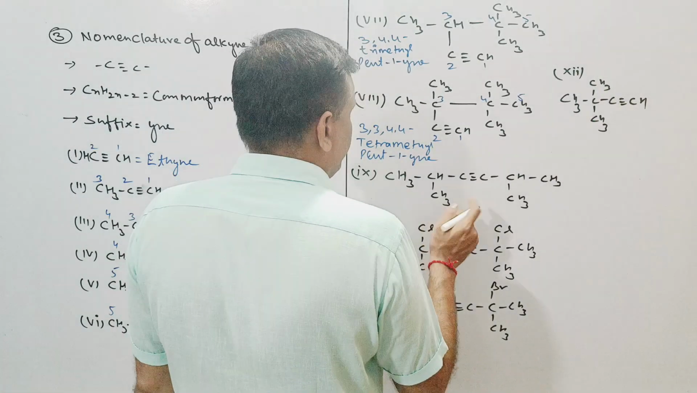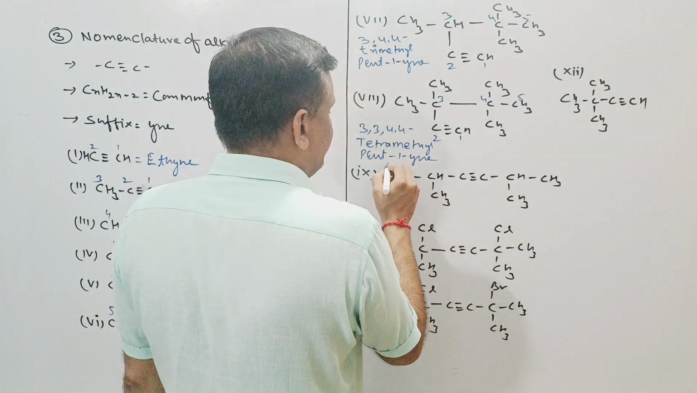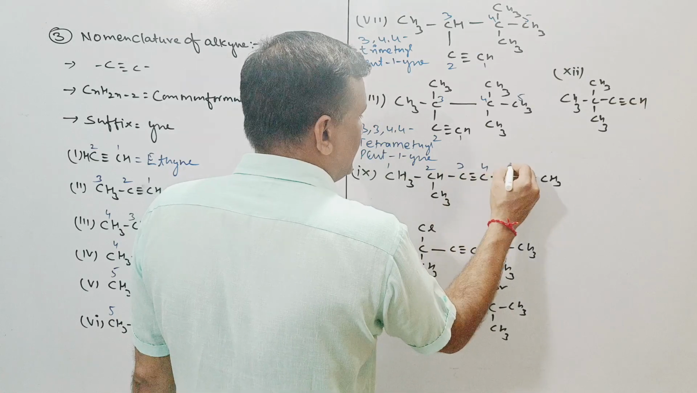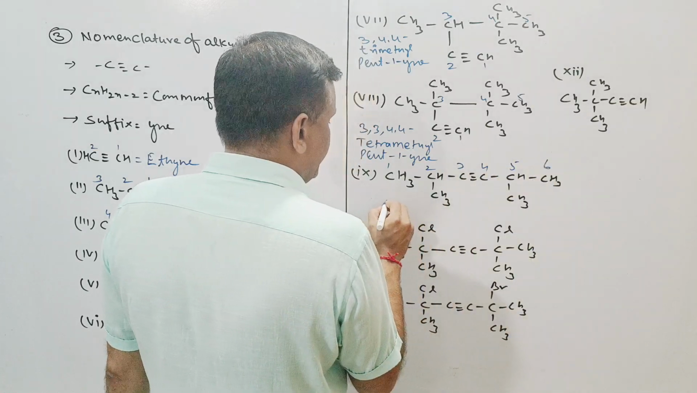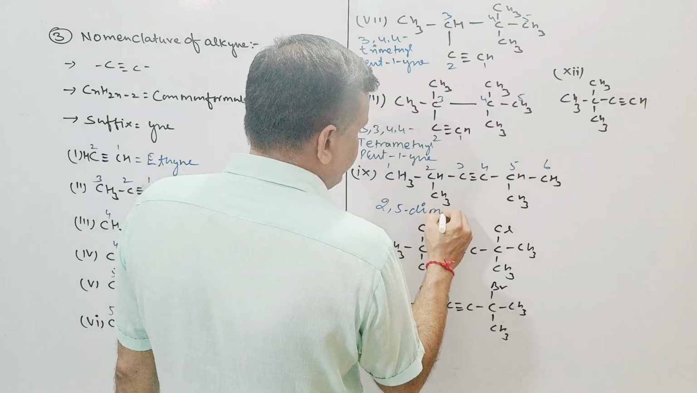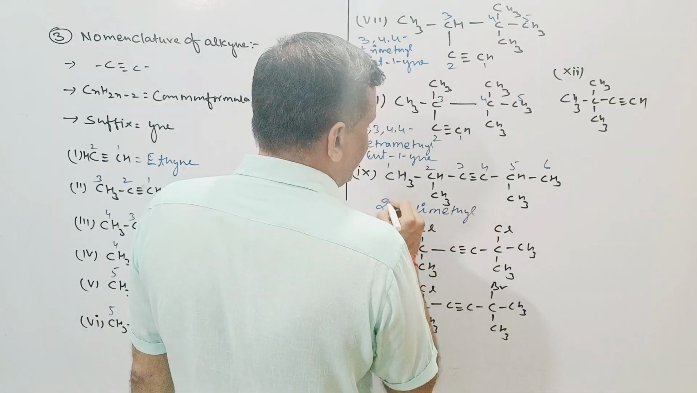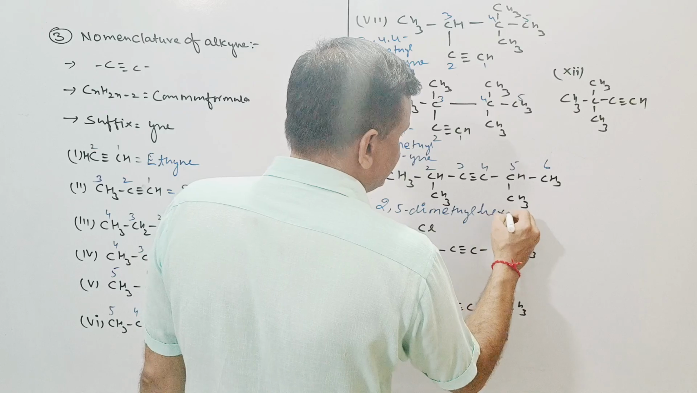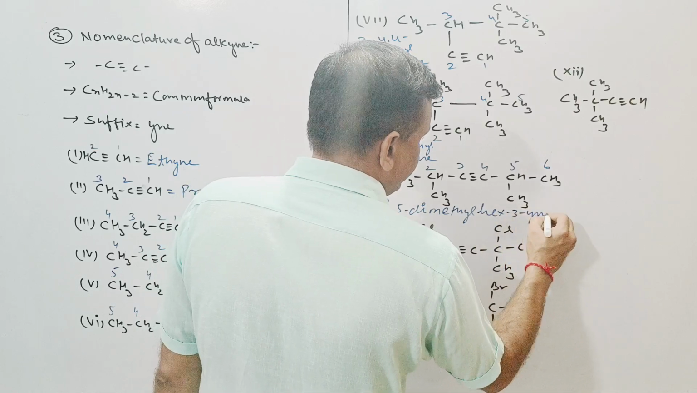For this, you can count the chain from any side because the condition is identical, both are the same. So it will be 2, 5 dimethyl. There are 6 carbons in the chain, so hex, and it will be 3-yne.